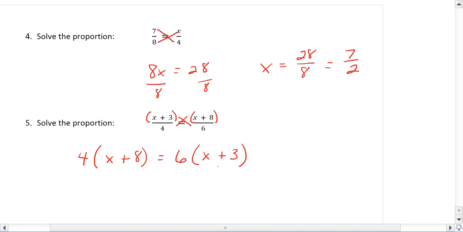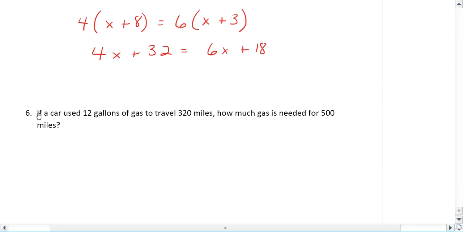Now it was nice to put the parentheses in there because that helps me see the distribution. So go ahead and distribute. Now let's do the undoing method here and get the x's together on one side and the numbers together on the other. Last step is to divide both sides by 2, and we'd get x equals 7 as our final answer.